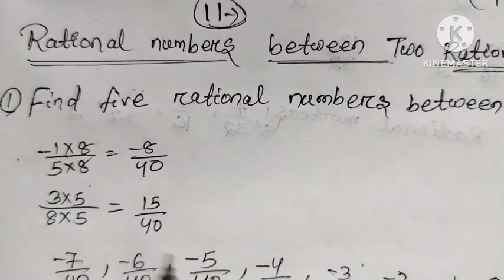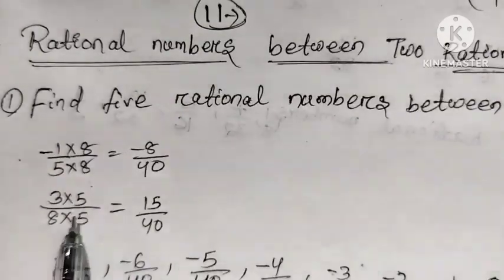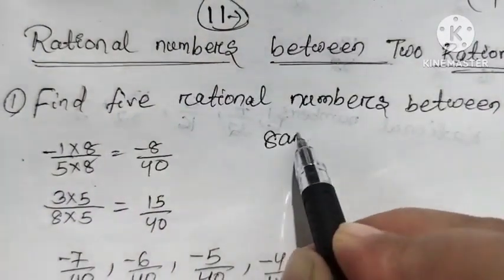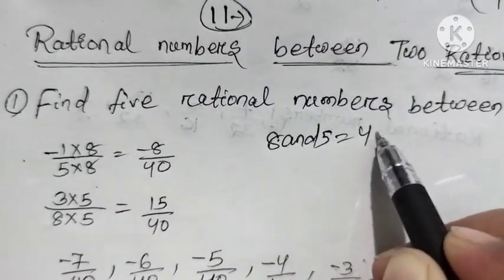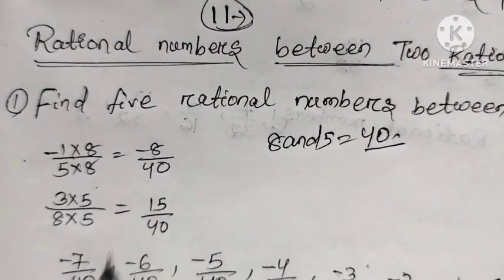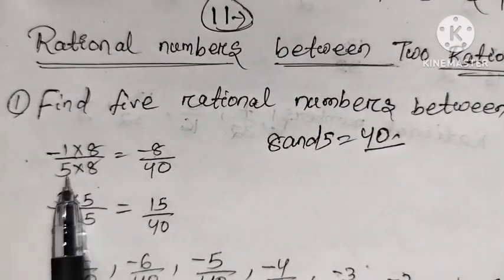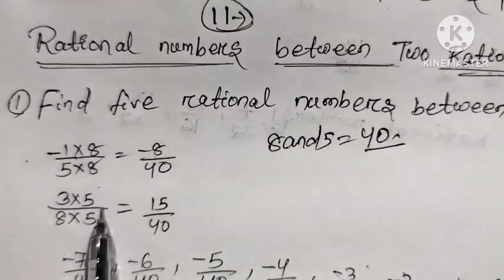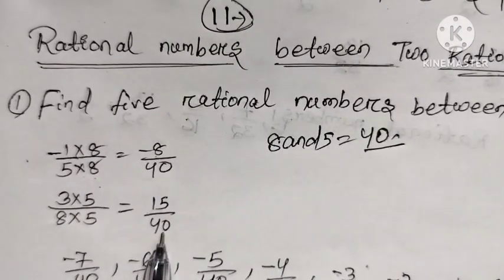Then check: minus 1 by 5 and 3 by 8. The denominators are 8 and 5. What is the LCM? 40. Then you convert the denominator to 40. Minus 1 into 8, 5 into 8, this is minus 8 by 40. 3 into 5, 8 into 5, that is 15 by 40.